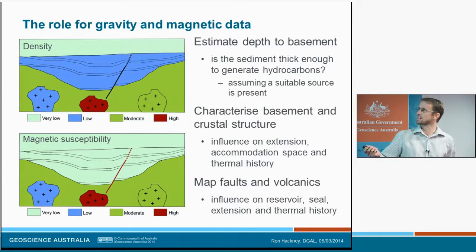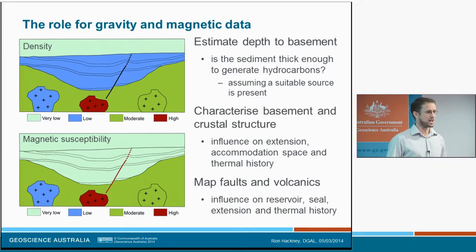So we can use them to estimate the depth to basement, because there's a big contrast between the sediments and the basement in both cases. So that means it'll generally have quite a strong gravity or magnetic signature. So the sediment thickness really comes down to the question: are the sediments thick enough to help us generate hydrocarbons, assuming we've got some kind of suitable source down at depth?